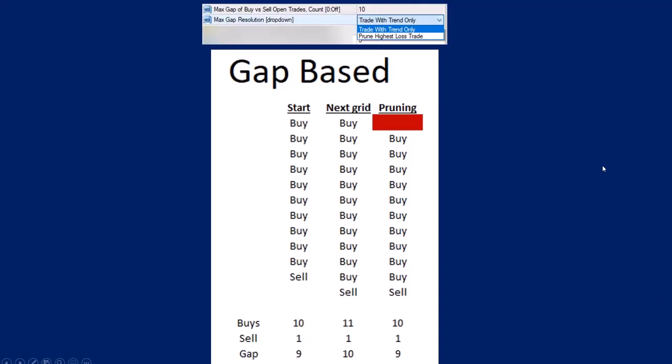The other way is using the gap method. So what we would say is, here's 10 buys and one sell. So the gap between the number of open buys and the number of open sells is 9. If you set that, for instance, to 10, let's have a look when it moves on. So suddenly there are 11 buys and one sell. The gap is now 10. What the EA will do is close, in most cases, the highest loss one. So it will just close that particular deal. So it will prune it, and you'll be back to 10 buys, 1 sell, and your gap is 9. A lot of traders like using this as a pruning method.